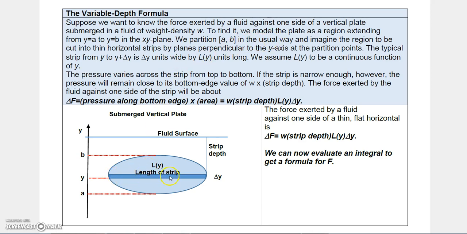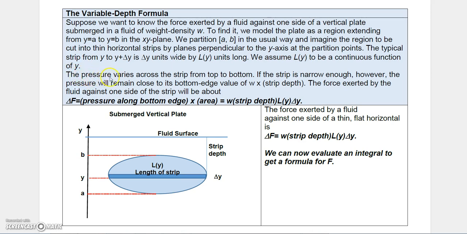So let's just take a horizontal strip right here, and these are perpendicular to the y-axis. The typical strip from y to y plus delta y, from the bottom of the strip to the top of the strip, is delta y units wide. So the width of the strip would just be delta y. And how long it is depends on some function of y. So the length of it would go from here to here. We'll assume that this length function is a continuous function of y.